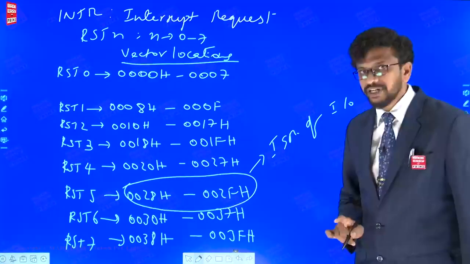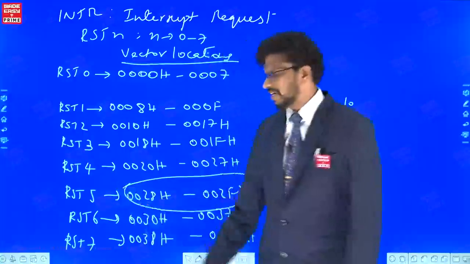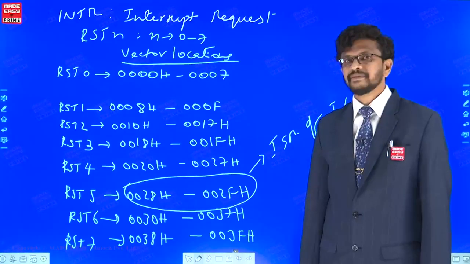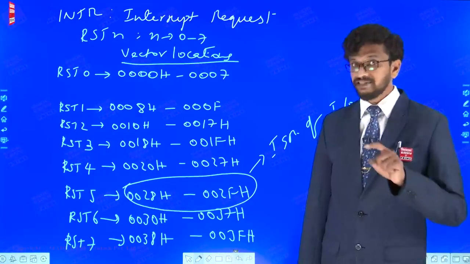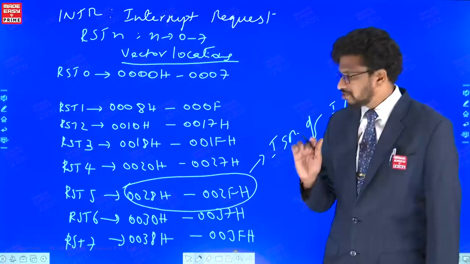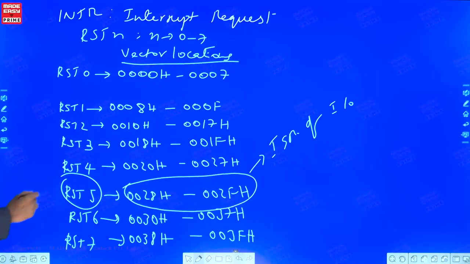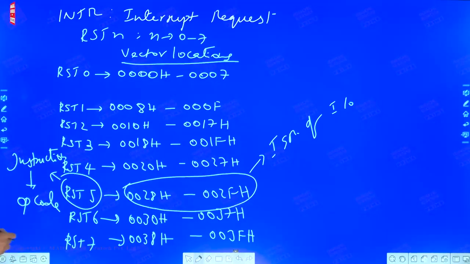But understand carefully, RST0 to RST7, are these software interrupts or hardware interrupts? Software interrupts, means they are instructions. Every instruction, this RST5 is one instruction. So it's not a pin, this is one instruction. That is the first thing you should understand. It is one instruction. Every instruction will have a code. That code is called as what? Opcode.